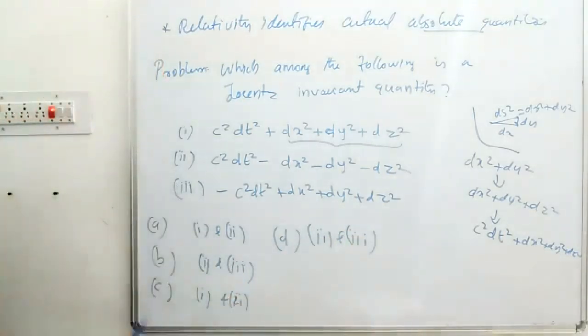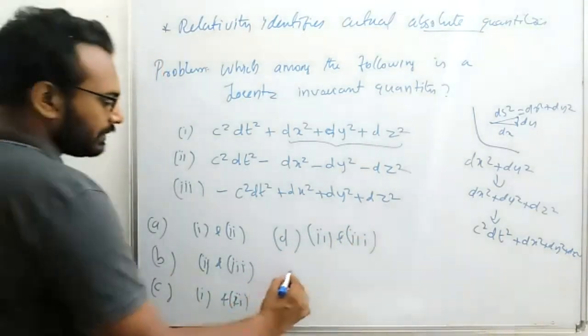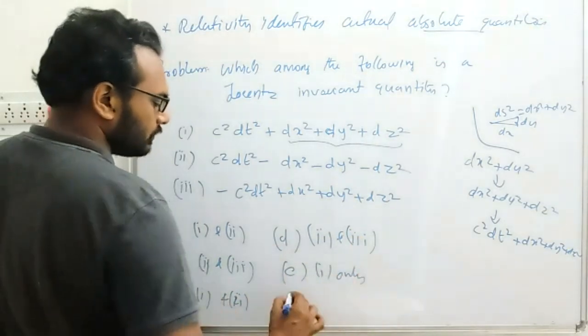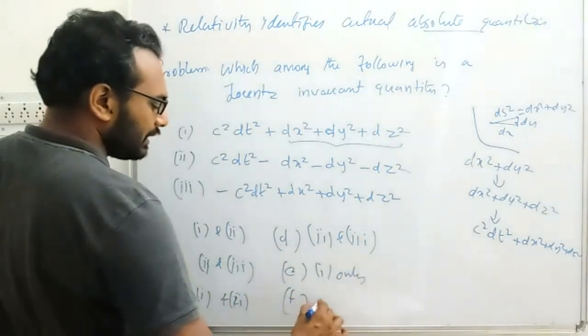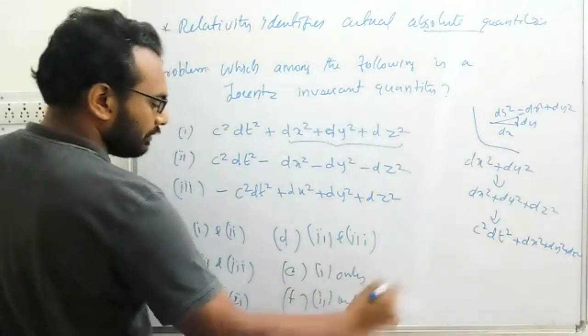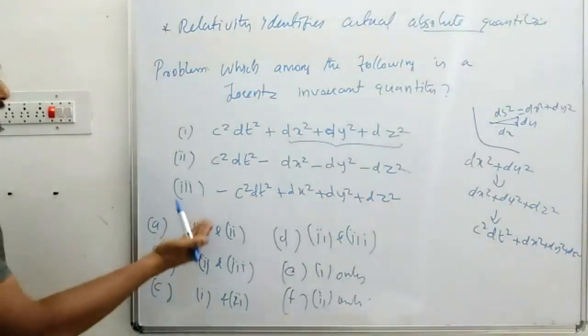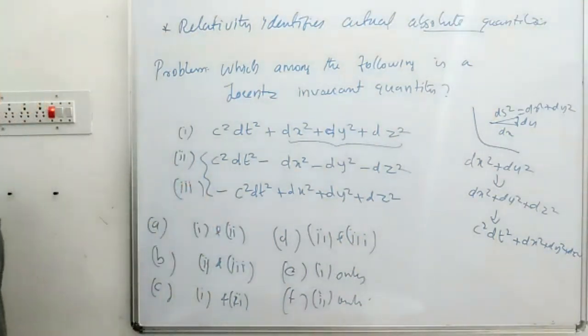Okay. So obviously from the options, we can also take an option E, which says 1 only. You can have more options like 2 only. Something like that, right? Which option is the correct one? 2 and 3. Yeah, 2 and 3 are invariant. This can be easily checked. You don't have to believe me.